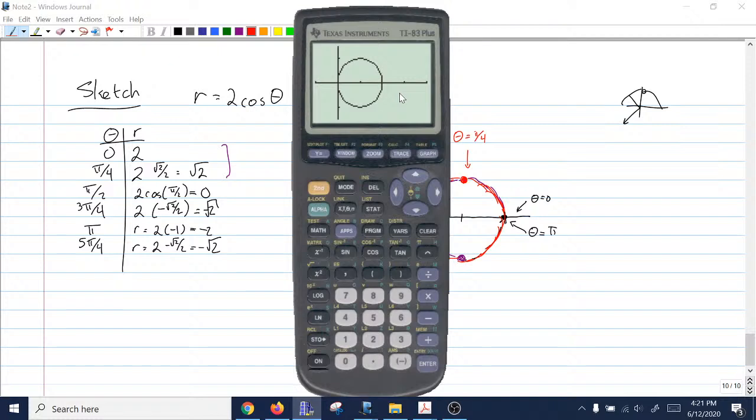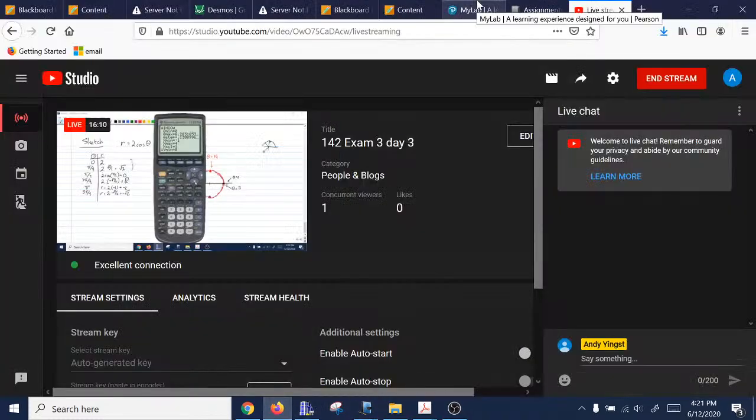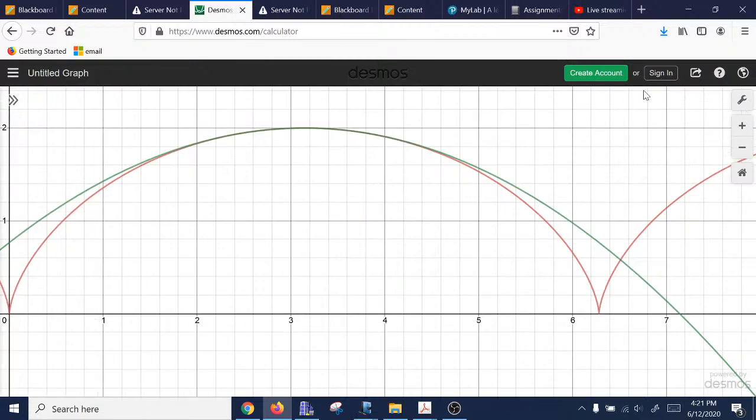Weird. I guess I haven't convinced you that it's exactly a circle. It's definitely circle-y looking. Let's try this in Desmos, which gives better, prettier pictures. Dear Desmos, how do I need to Google this?